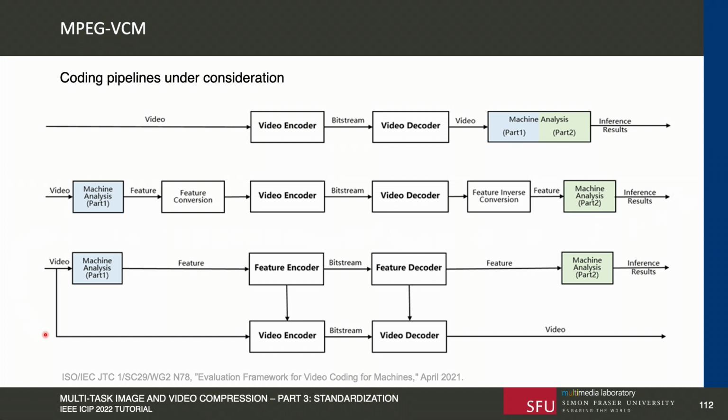And then the third pipeline at the bottom is explicitly intended both for machine and human vision. And so there is a feature coding branch that mimics the second pipeline, and that's intended for machine vision. And then there is also a video coding branch, which is intended for reconstructing the input and subsequent human viewing.